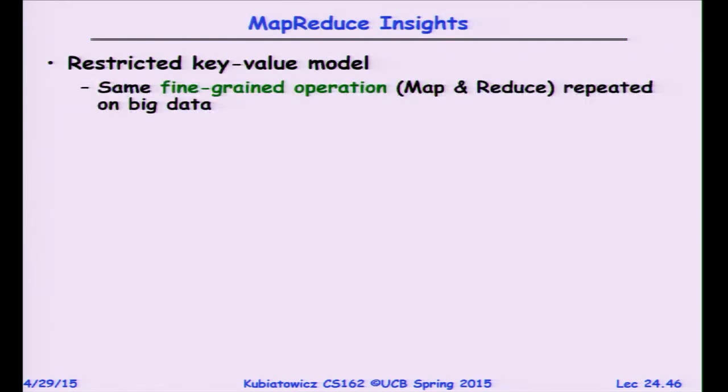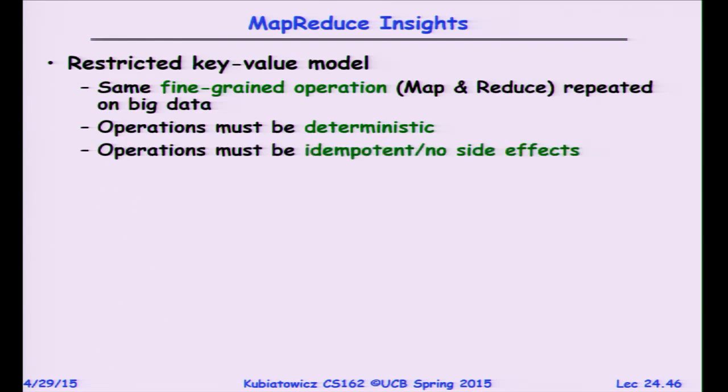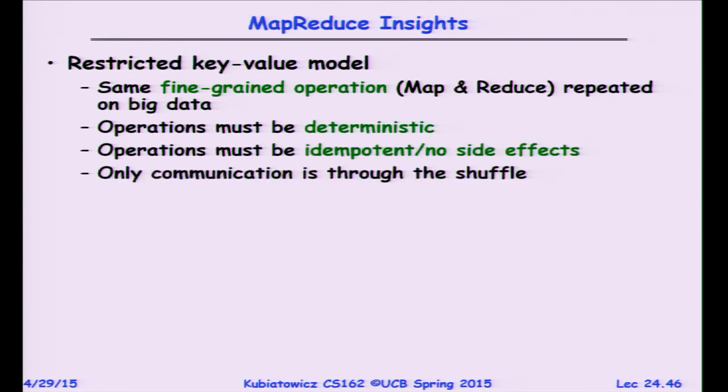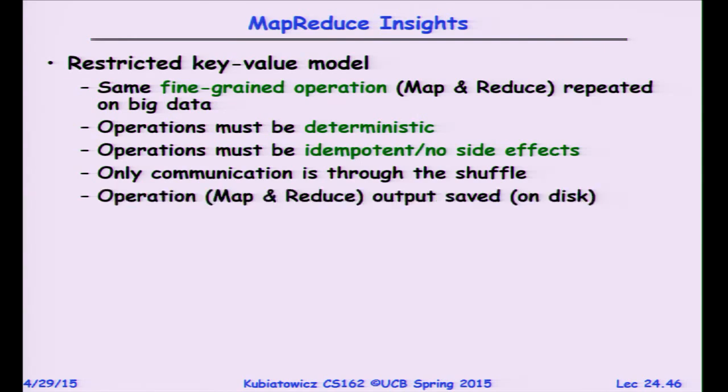And so, by restricting this key value model, I sort of do the same fine-grained operation you learn about in 61C, but I do it on terabytes of data. The operations are deterministic, so I can do them over and over again. They're idempotent with no side effects, so I can restart at any time. And the only communication is restricted.